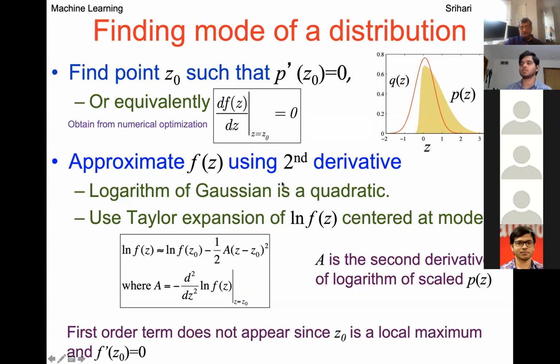And so the logarithm of a Gaussian is quadratic. So we take the logarithm of f(z), which can be written as the logarithm of f(z naught) minus 1/2 of this quantity here. This comes about from the Taylor series expansion. A is the second derivative of the logarithm of the scale p of z. So we are taking the logarithm of the function, where A is d squared by dz squared of log f(z). So that is what is being done here.